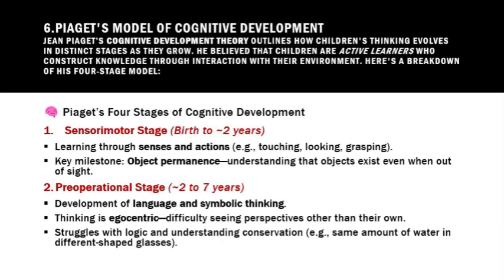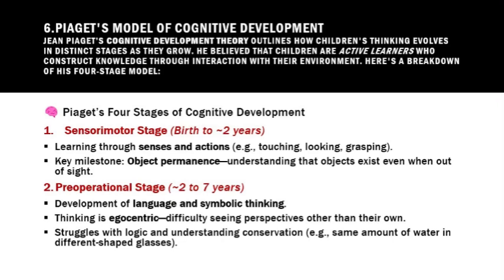First one is the sensorimotor stage. This stage is from birth to 2 years. Here learning happens through senses and actions, for example, touching, looking, and grasping. A key milestone in this stage is object permanence, which means understanding that objects exist even when out of sight.